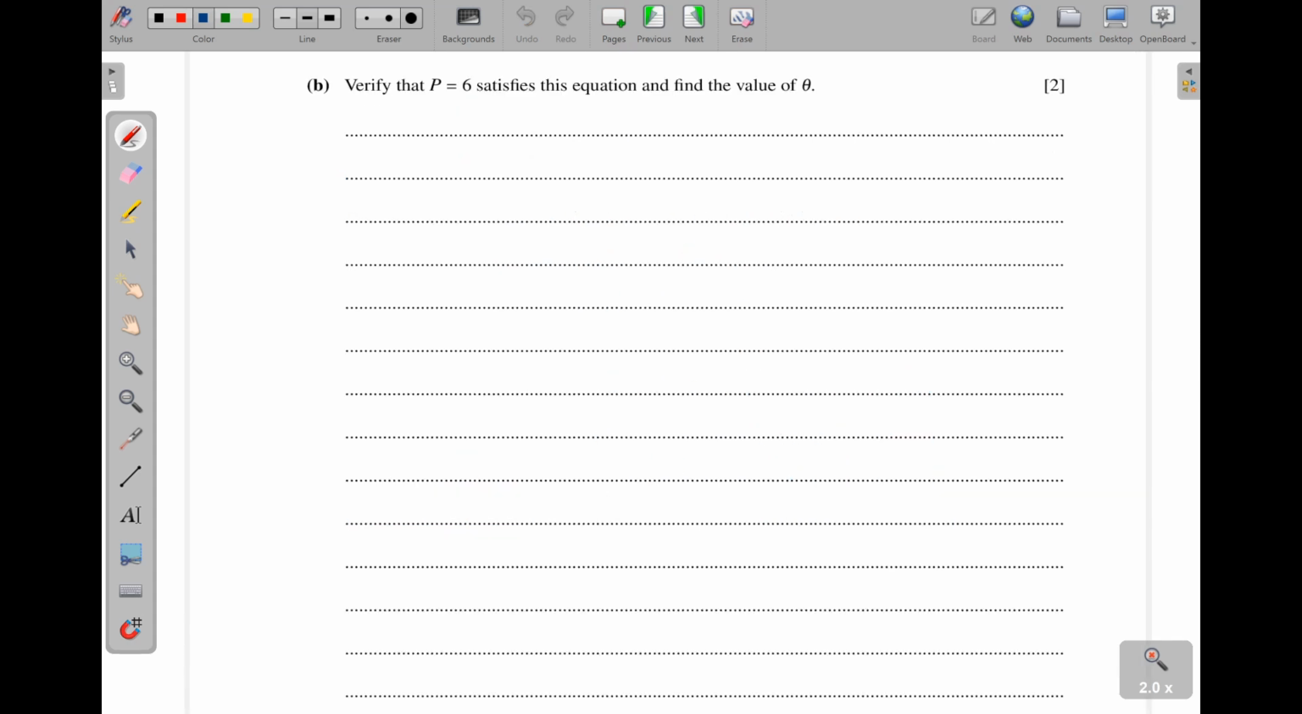Proved. Part B, verify that p equal to 6 satisfies this equation and find the value of theta. So for p, which is equal to 6, remember we have 14.4 over 30 minus p. Let me first write this equation again here. Then plus, we have 28.8 divided by 30 plus p, I can say p plus 30, and then this one is also squared, which is equal to 1.